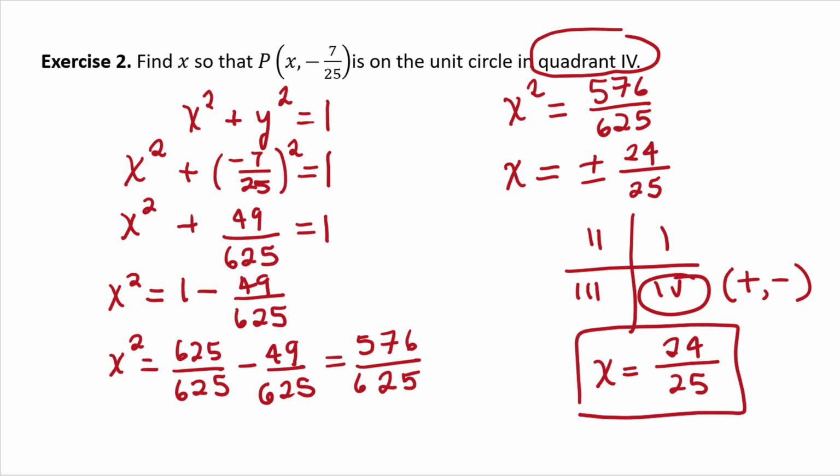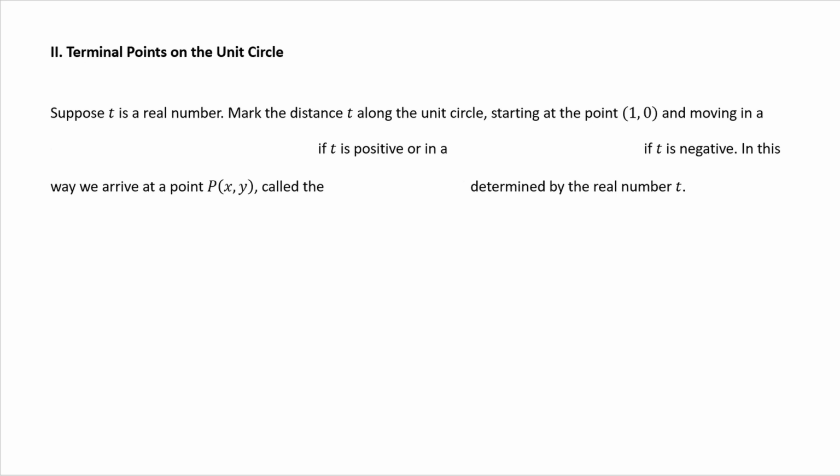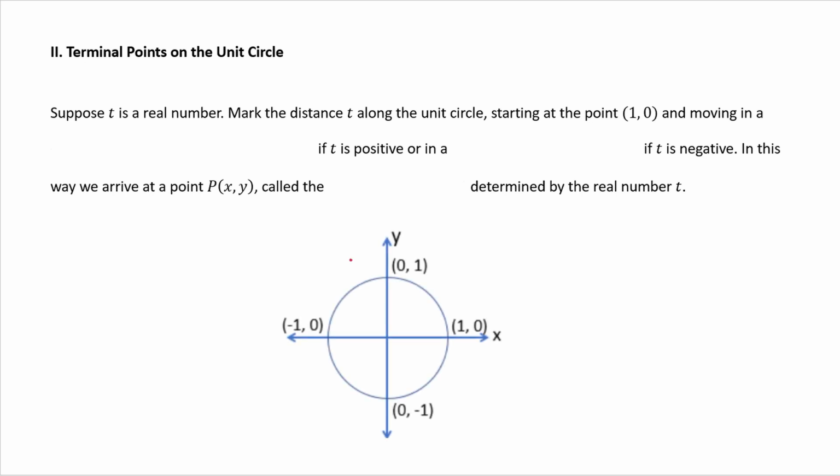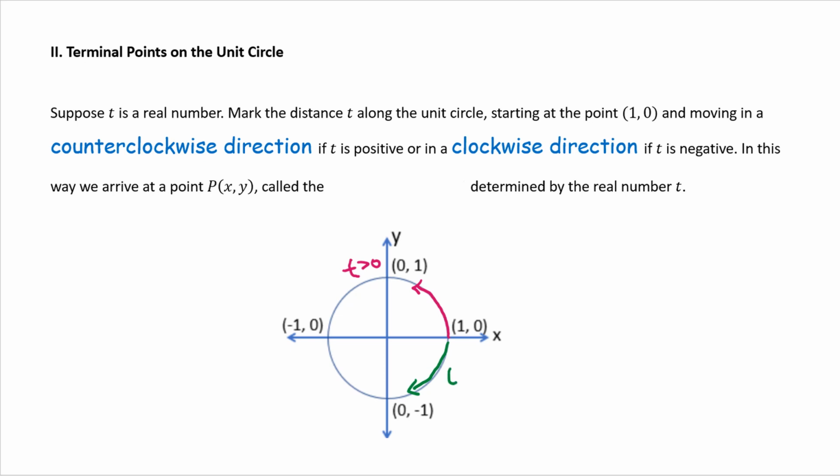2. Terminal points on the unit circle. Suppose t is a real number. Mark the distance t along the unit circle, starting at the point 1, 0, and moving in a counterclockwise direction if t is positive, or in a clockwise direction if t is negative. In this way, we arrive at the point x, y, called the terminal point, determined by the real number t.